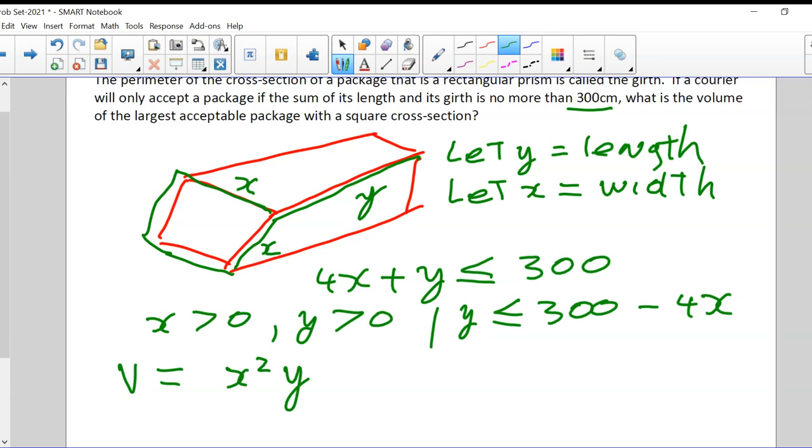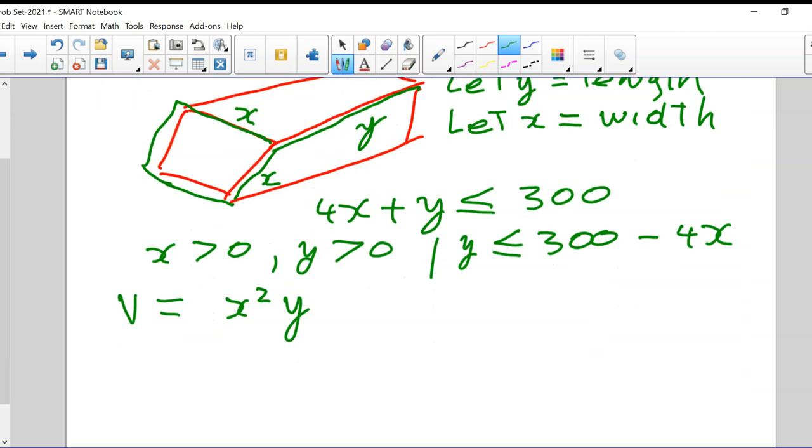But we know we can't do a derivative with two different variables. So what do you think we need to do to slim this equation down to one variable? Any ideas on that? Sub in the y. Okay, good. And we have y as being equal to 300 minus 4x. Let's put that in then.